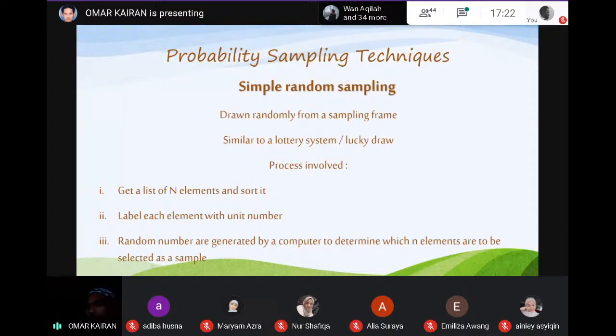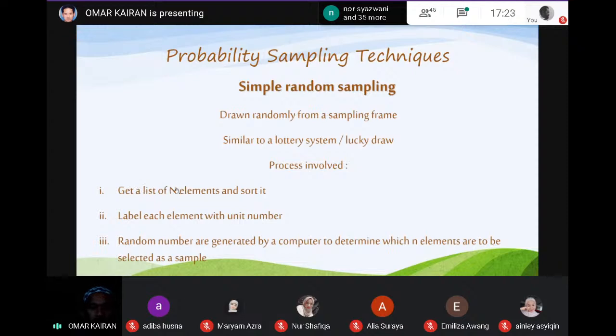Simple random sampling, simple namanya, tapi dengan syarat, with conditions that you have the complete sampling frame. Complete sampling frame maksudnya tak boleh tinggal pun dalam you punya population itu, it must include the whole individual person in the population. You have the list, it is compulsory to have the list. Mesti ada senarai dia, then barulah kita boleh buat lucky draw and so on, okay. So this is the step.